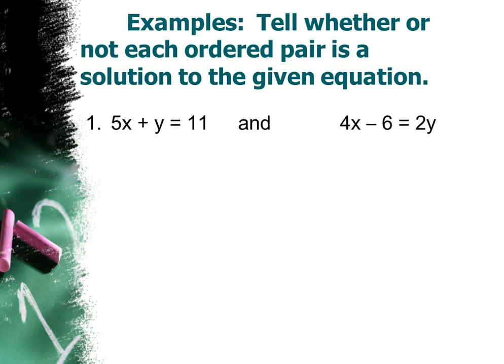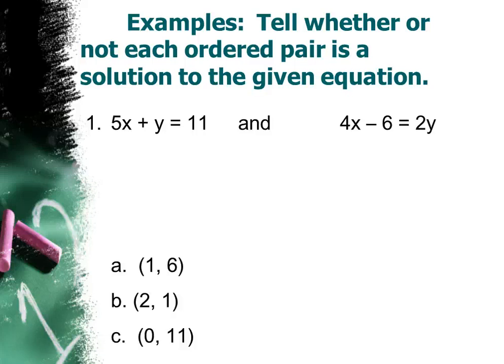And again, not having my pen is going to make this a little bit tougher, but I could go through. If I looked at the first one, 5 times x. If I want to plug in 1 for x, 5 times 1, which is 5, plus 6 for y, is 11. That's true. Let's check the other one. 4 times 1 is 4, minus 6. 4 minus 6 is negative 2. Well, 2 times 6 is not negative 2, so that does not work.